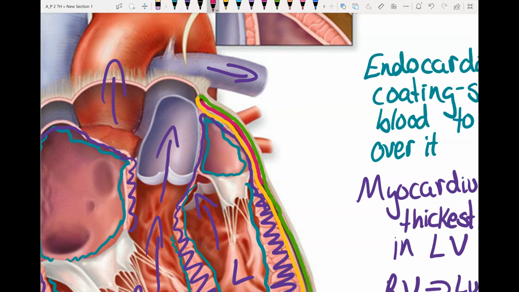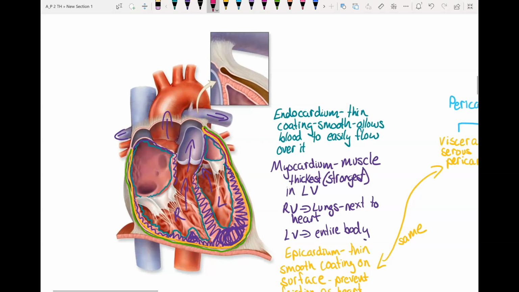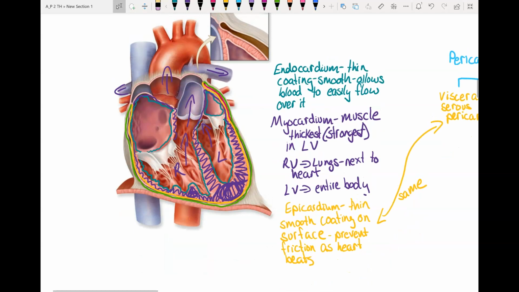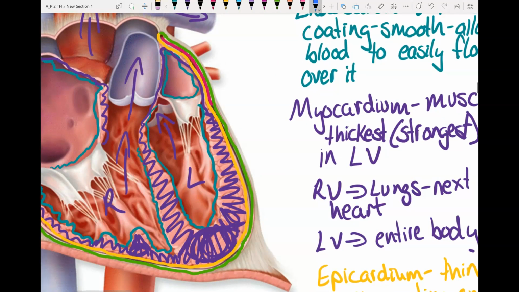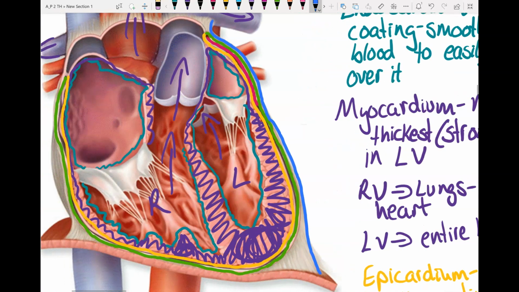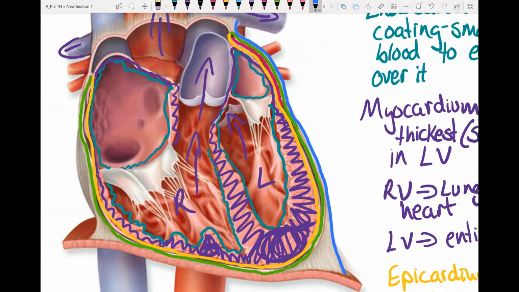And notice the heart's not in the pericardial cavity. The heart is in the mediastinum. Then the fibrous layer is out here. This is the fibrous layer. And it comes down, it attaches to the diaphragm and it attaches to the arteries. So it's over here, you can see it starts off, it comes down and it attaches to the diaphragm.